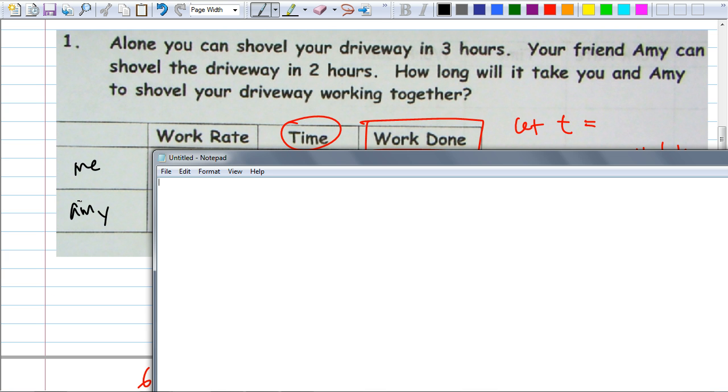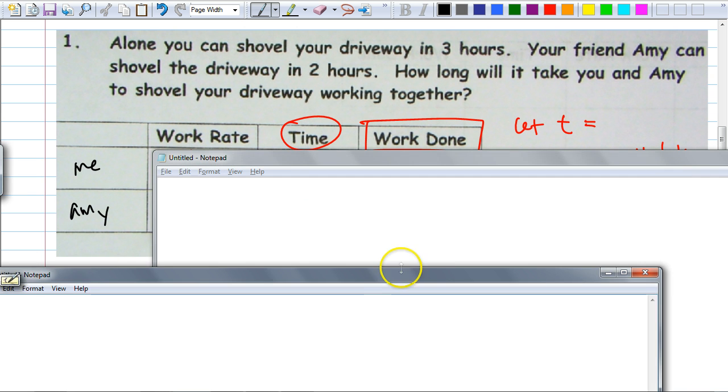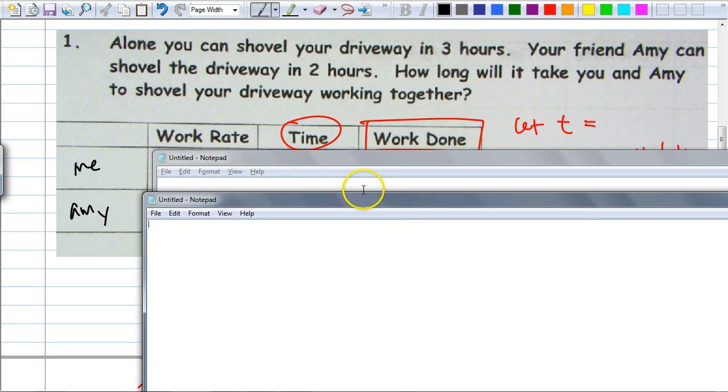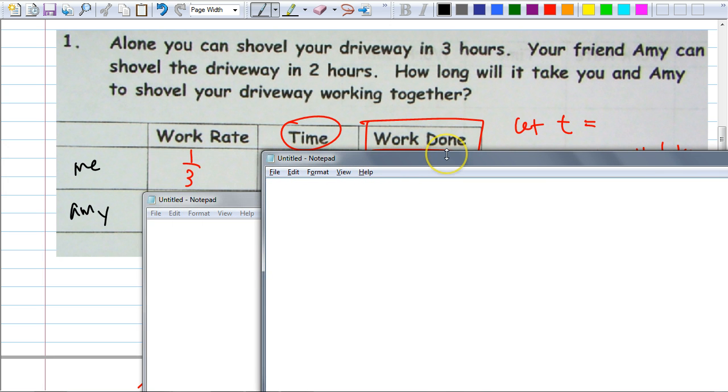So how long does it take me to do the job by myself? 3 hours. So what would my work rate be? Because in 3 hours, I could do 100% of the job, which means 1 over 3. Is it 3/1 or is it 1/3? It's 1/3, isn't it? Do you guys see what I'm trying to say here? The work rate for me will be 1/3 because, remember, we just talked about this.